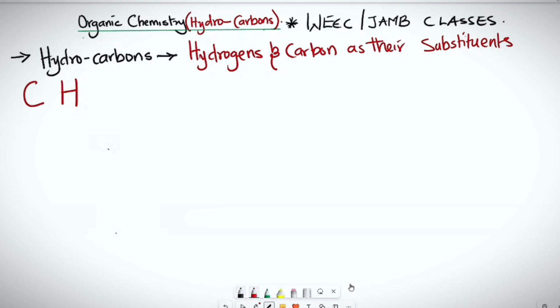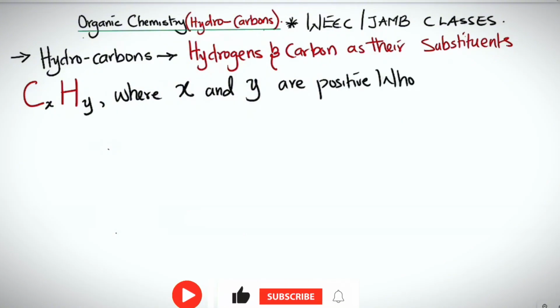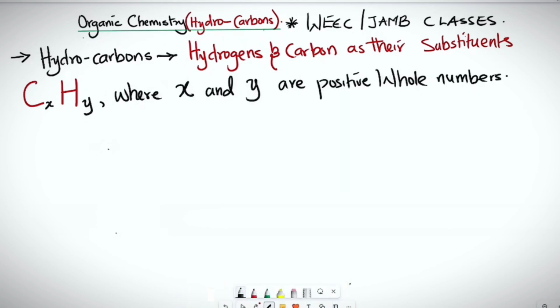And they have subscripts X and Y, where X and Y are positive whole numbers. Positive whole numbers. So if we understand this, we are good to go.